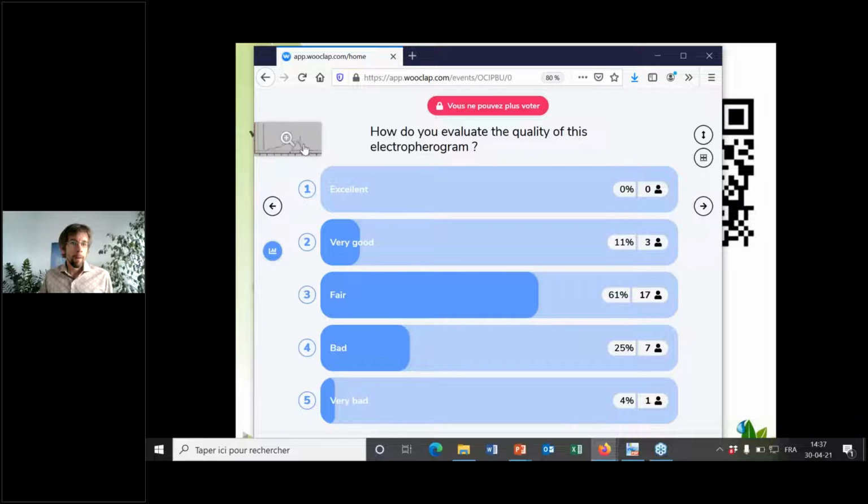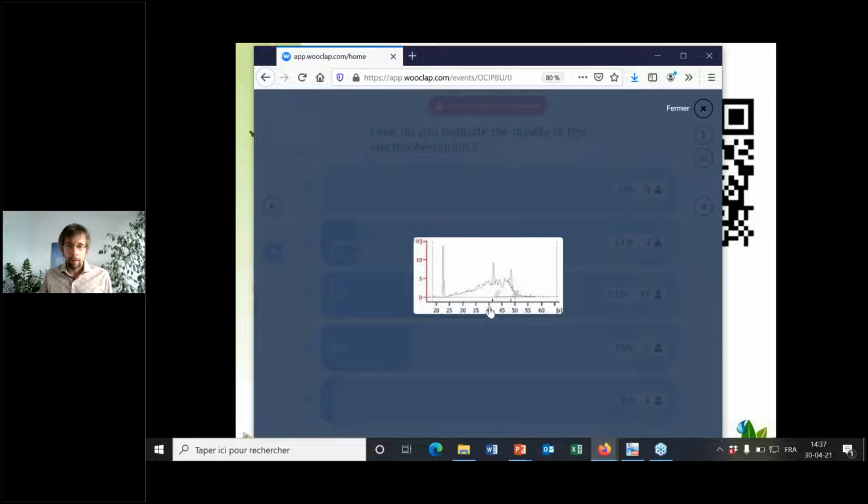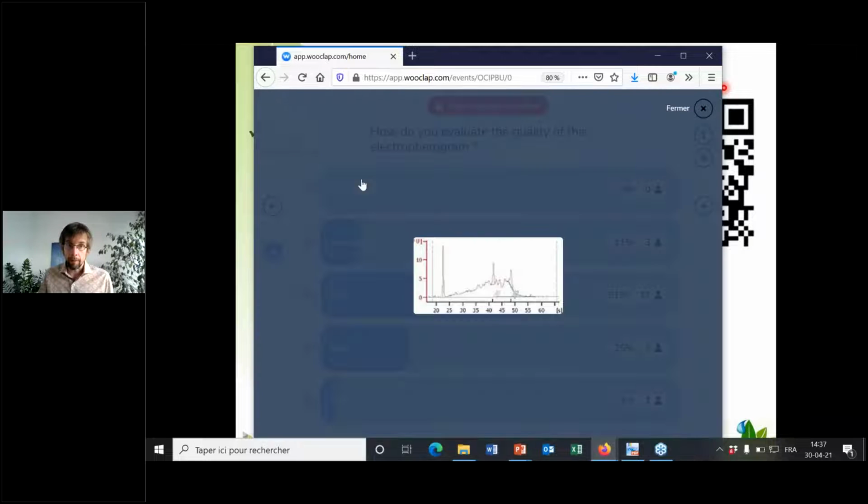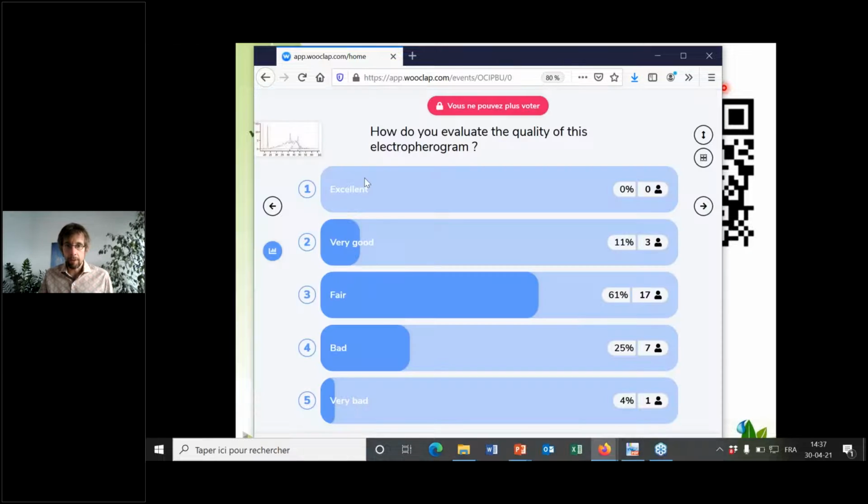So what you see here, this image, most of you evaluated as fair, bad, or very good, but indeed, we have something which is fair. Why? We still have the ribosomal RNA peak, but we see degradation there. So it's clearly not excellent, nor very good, maybe fair, but it depends how we consider it. It's neither excellent nor very bad.